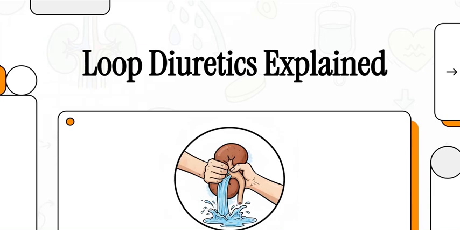Hey, future RN, you know loop diuretics like furosemide are without a doubt one of the most tested medication classes on the NCLEX. You're going to see them pop up in questions about heart failure, edema, and hypertension all the time. So today, we are going to break it all down: how they work, the biggest side effects, what to monitor, and the patient teaching you need to know so you can absolutely ace these questions.